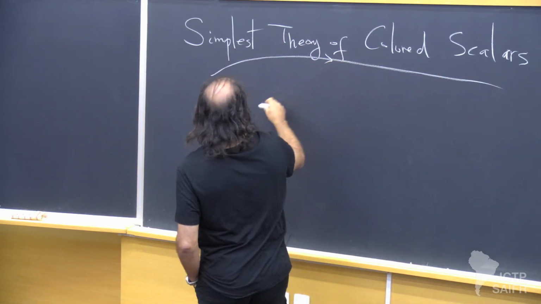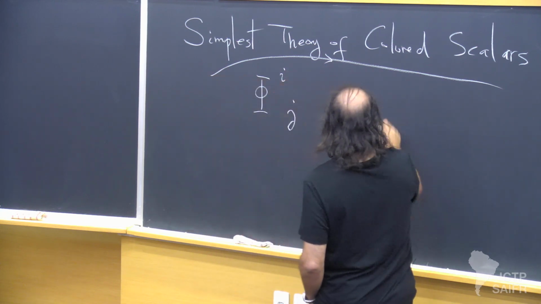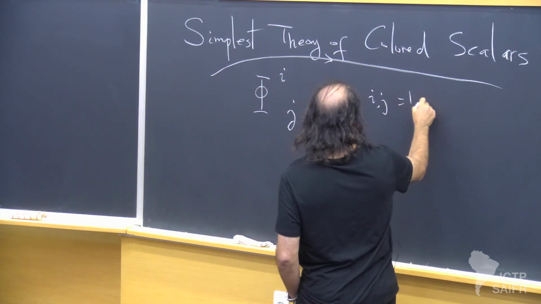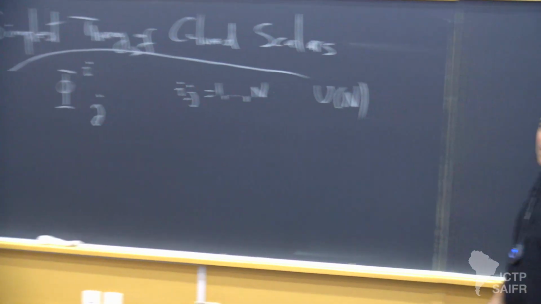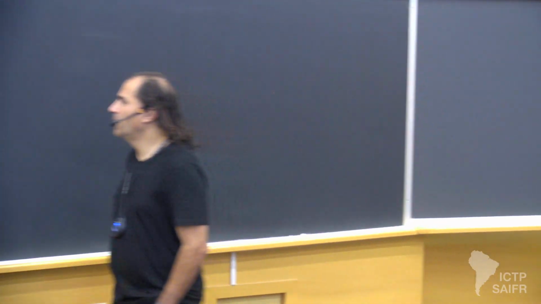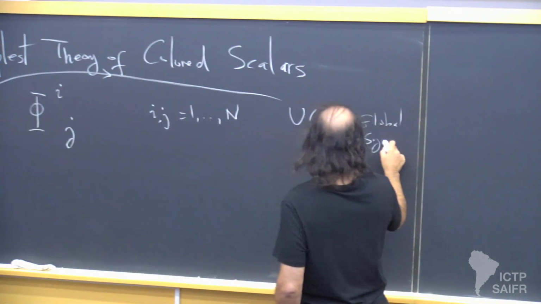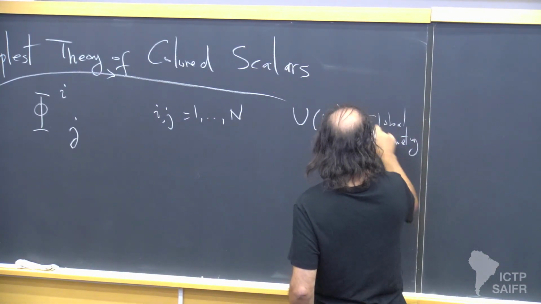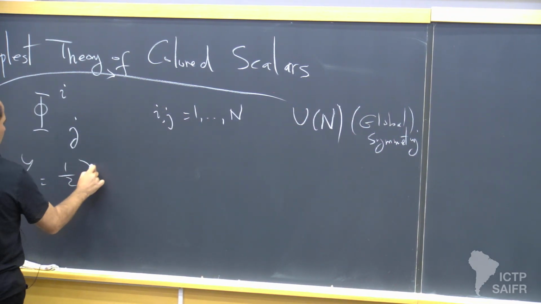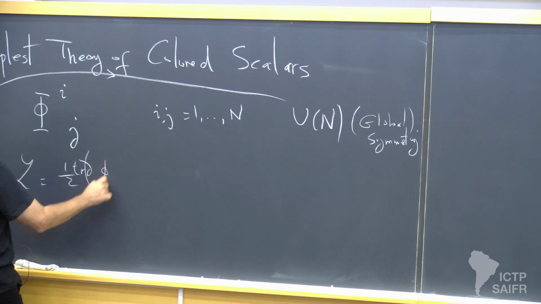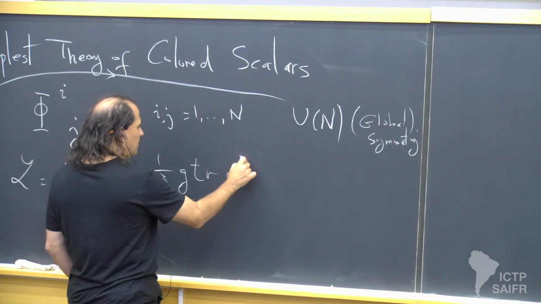So again, we have some scalars phi ij, where i and j run from 1 to some capital N, and so this has a U(N) global symmetry. In this case, it's not gauged. And our Lagrangian was the trace of d phi squared plus some cubic interaction, g over 3, trace of phi cubed.